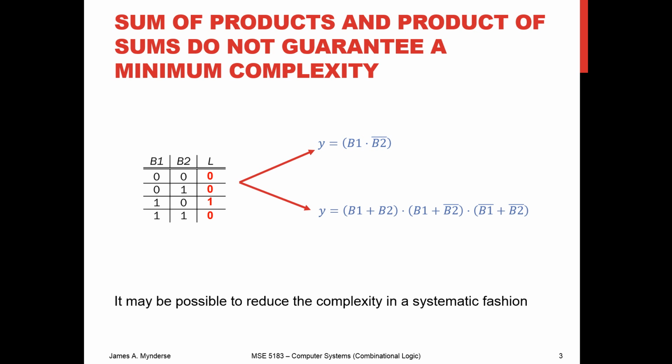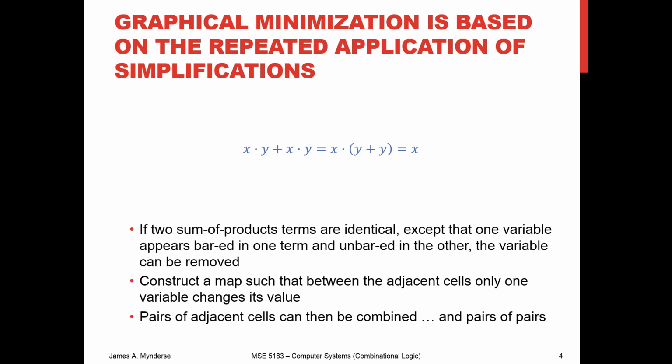These are equivalent representations that give exactly the same behavior, but one is more complex than the other. And so one is easier to implement than the other. So the question is, can we reduce the complexity of one of these or the other in a systematic fashion? And maybe not in this case, but in general, can we take our sum of products or our product of sums and reduce the complexity in a systematic fashion? And the answer is, of course we can. One way to do this is with graphical minimization.